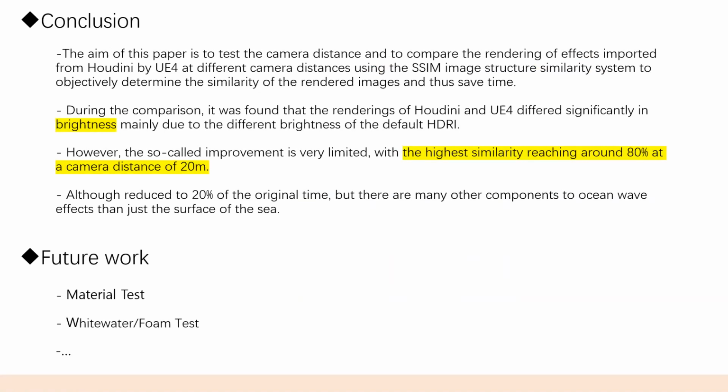So the aim of this paper is to test the camera distance and to compare the rendering of the effect imported from Houdini by Unreal Engine at different camera distances, using the SSIM structural similarity system to objectively measure the similarity of the render images and to save time. During the first comparison, we know the brightness has a central effect on the final image similarity. So we did some adjustment tests, but the brightness adjustment gave only a limited improvement, from the original 73.8% to close to 80%.